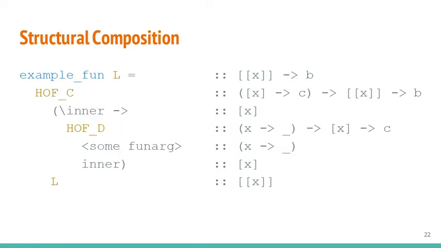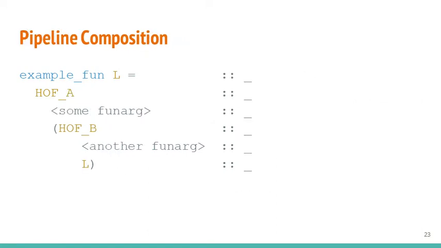But easy relative to what? Let's do the same type analysis for the pipeline. Example fun once again takes in a list of A and outputs B, which once again means that L has type list of A. HOFA must still have the type signature of a list higher order function and must still output the final result of type B. HOFB must also be a list higher order function, and it must take in L, which is a list of A. This A then constrains the input type of its funarg.